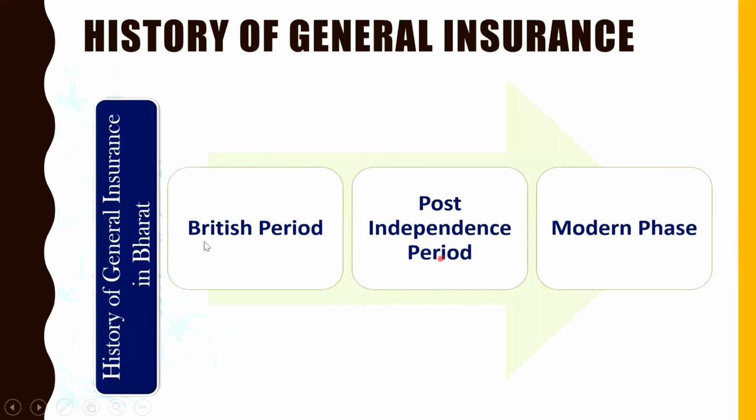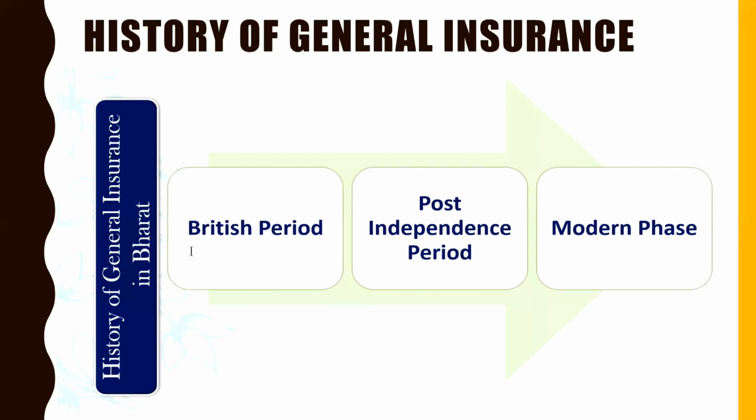Phase 1 was the British period. It was the period when Bharat was ruled by Britishers. Then another one is the post-independence period. This is the period from 1947 onwards. And the modern phase. That means in the current era, in the current time, what is the position of general insurance? Now let us understand about general insurance during the British era.